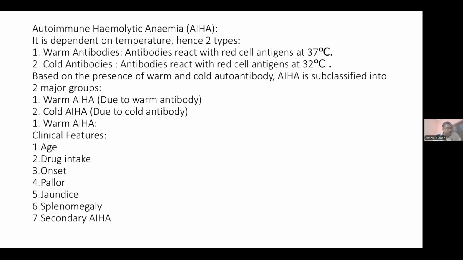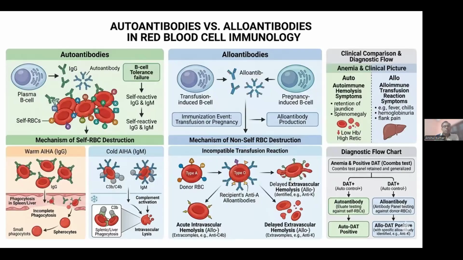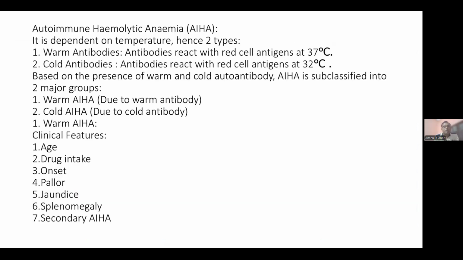Warm antibodies react at the already stated 37 degrees centigrade, and they are mainly of IgG type and do not fix complement. You have seen this in the diagrammatic representation also. If I show you again, just 1 minute. So here you can see that this warm AIHA is IgG dependent, and here no complement activation takes place. Whereas the cold AIHA is of IgM type, and here complement activation will take place, and they react at 32 degrees centigrade.